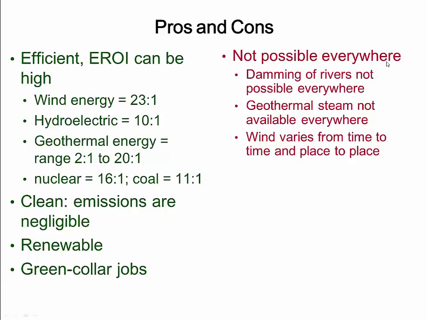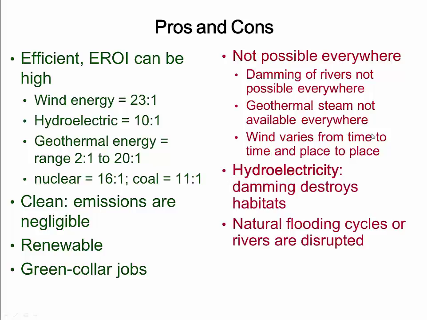The drawback is that it is not possible everywhere. You cannot dam rivers everywhere. The damming of rivers and submerging of land is not something you can do anywhere and everywhere. Geothermal steam is not available everywhere. It is found only in regions where the magma is close enough to the groundwater source. And wind speed needs to be very high for wind energy to be produced, and wind varies from time to time and from place to place.